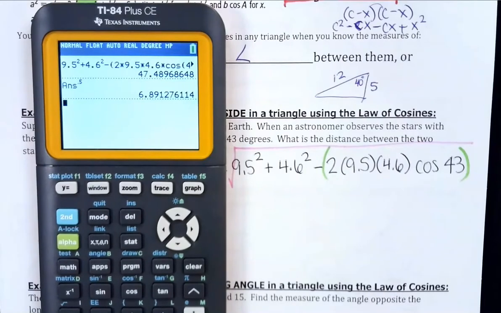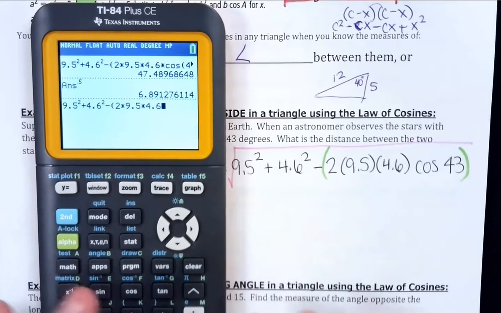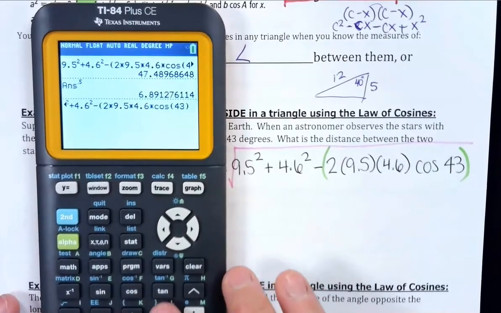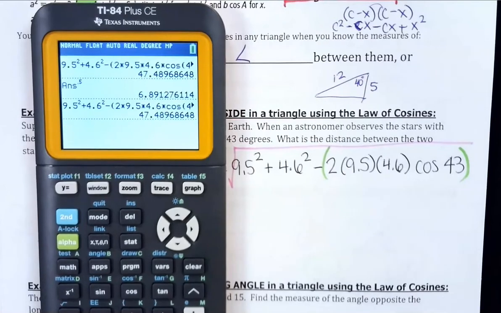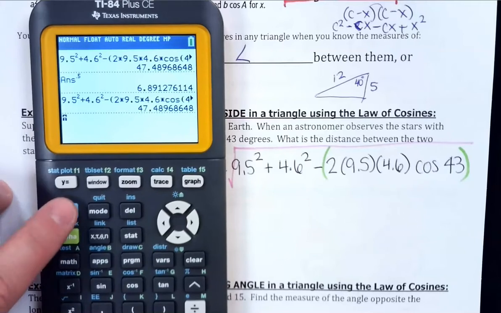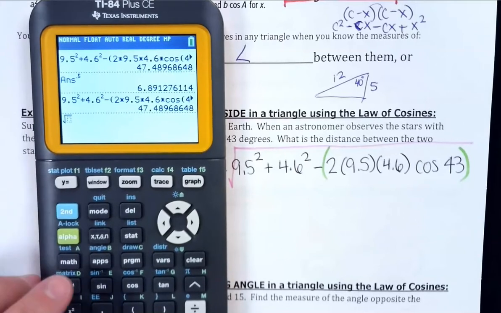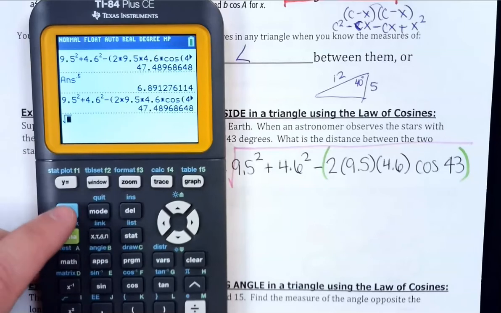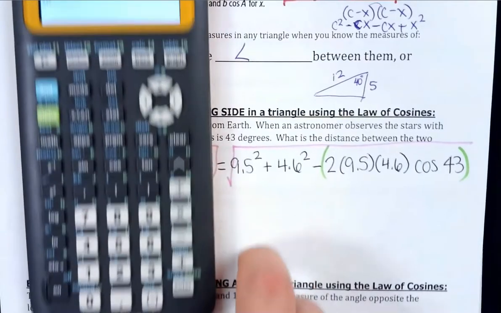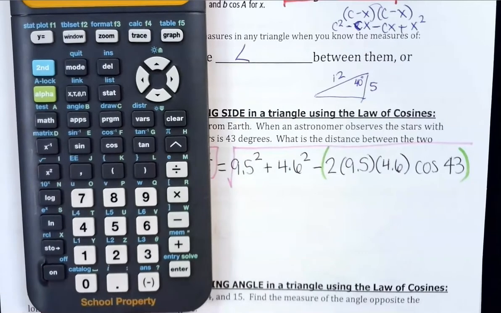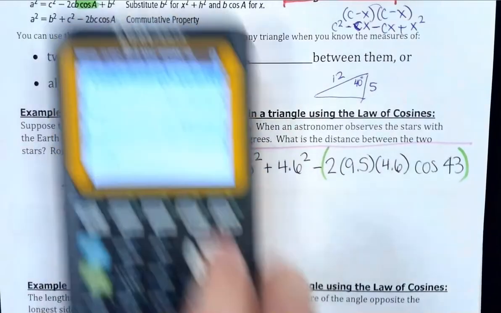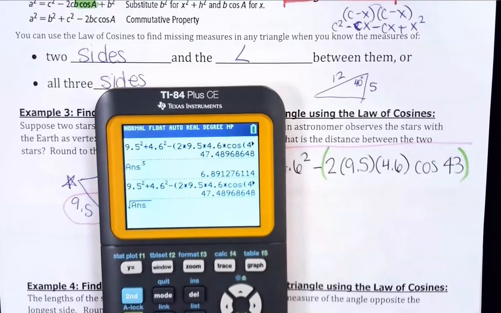Okay, another way to do that problem real quick, I'm going to type this in again. I've got 9 squared plus 4.6 squared minus 2 times 9.5 times 4.6 times cosine 43. If I calculate that again, I can use the square root key, hit second square root, which is right above the x squared, and then I just do that second answer like I did on the other side. So I hit second, and then you just hit the little negative key, and that should pop the word answer back into your calculator.